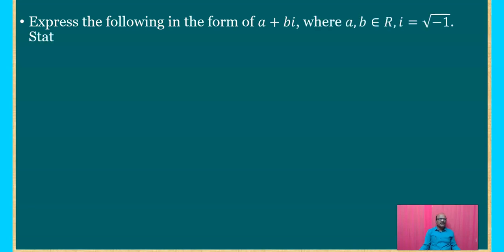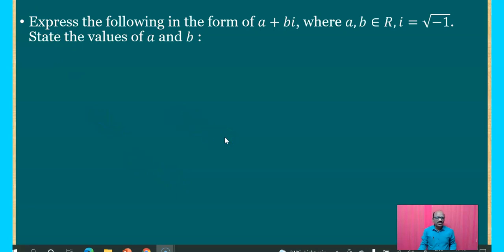Next is: express the following in the form a plus ib, where a, b belong to the set of real numbers and i is equal to root of minus 1. State the values of a and b. Now I will again repeat this.